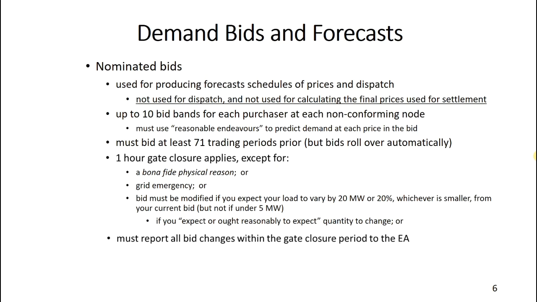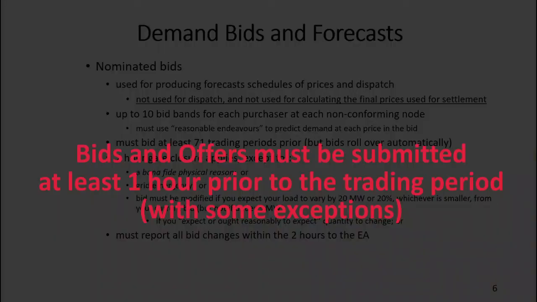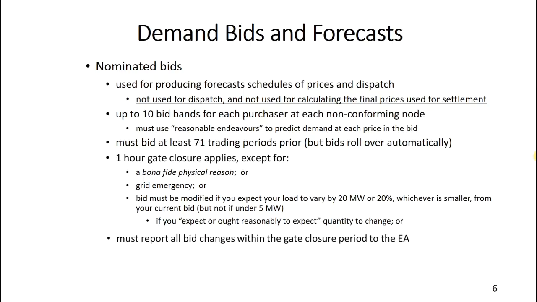They can contain up to 10 bands for each purchaser at each non-conforming node, and those purchasers must use reasonable endeavours to predict demands at each price in the bid. The bids have to be submitted at least 71 trading periods prior to the trading period, but they can roll over automatically. Gate closure applies just as it does for generator offers, except where there's a bona fide physical reason, for example unplanned outage of plant, or there's a grid emergency.